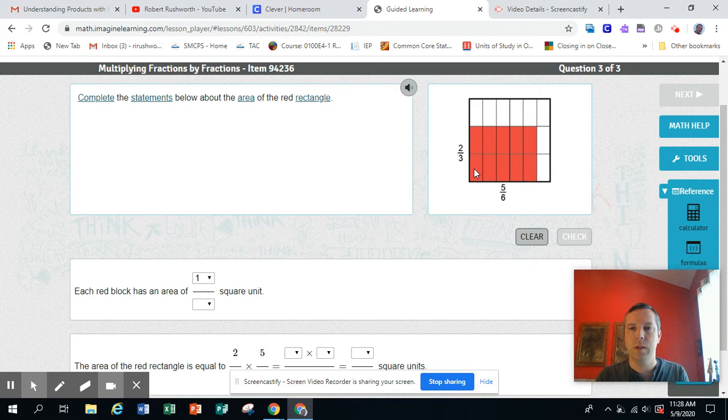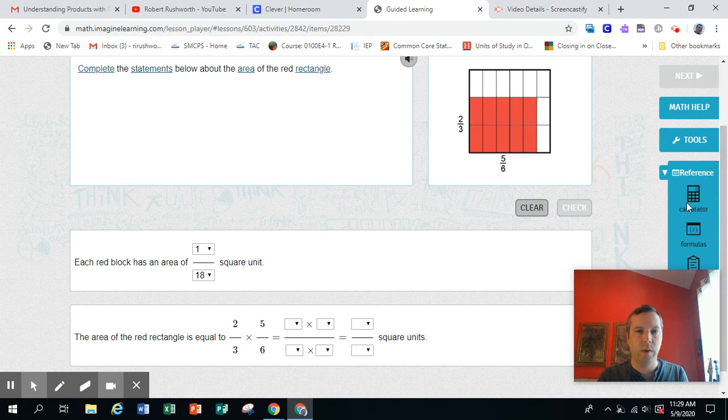Well, looks like this is 6 going across and it's 3 going up. You can count them one at a time if you want, but I can do 6 times 3, and I know there's going to be 18 there. So each red block is 1/18 of a square unit. Now we're not done.